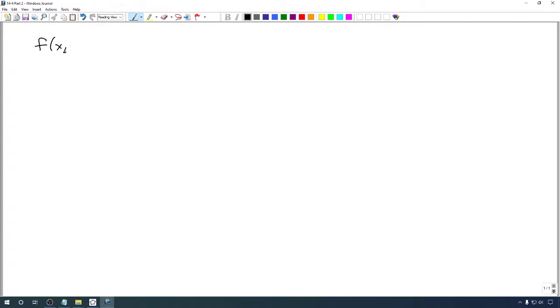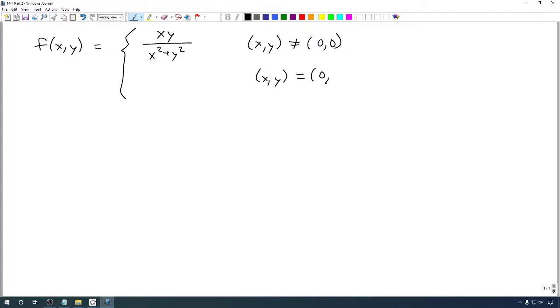Let's look at the function f of x, y, which we want to be equal to xy over x squared plus y squared. Of course, that can't always be true. If x and y are both 0, then that's not going to work. So we'll specify here that (x, y) is not the origin. And instead, at the origin, we're just going to say it's equal to 0.